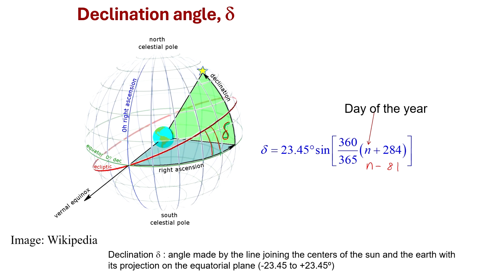If you know the day of the year, you can calculate what the declination angle will be. The declination angle is the angle made by the line joining the center of the sun and the center of the earth with its projection on the equatorial plane. In other words, it is the angle between the equatorial plane and the ecliptic plane. Okay? That is what it means.